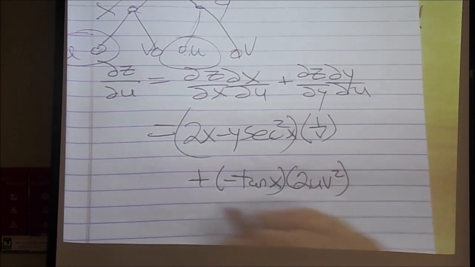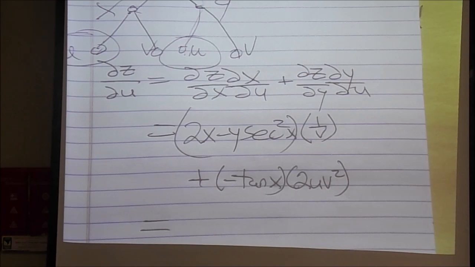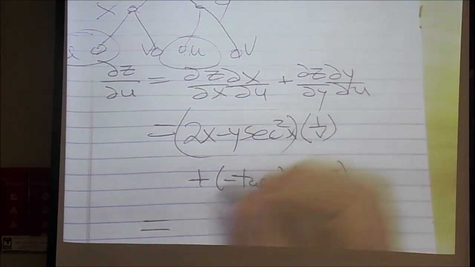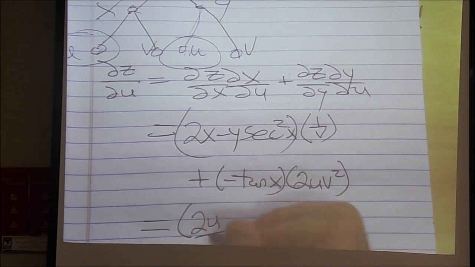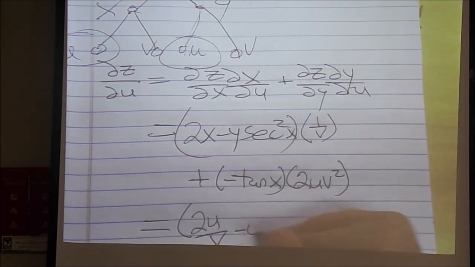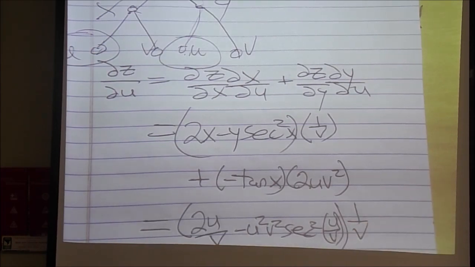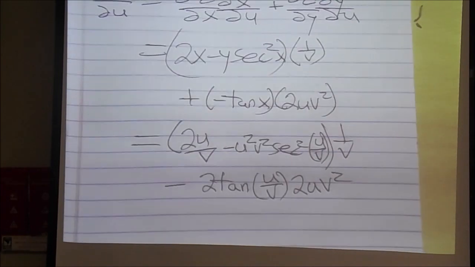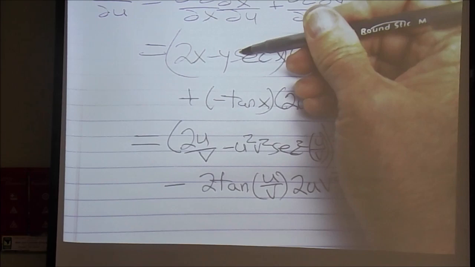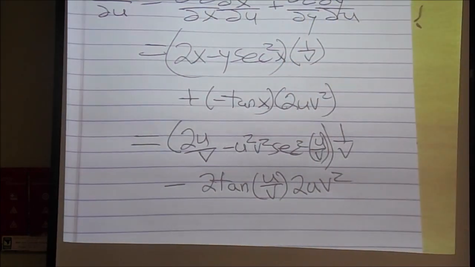Now this one I can simplify a little better, so let's try that. I need to put x back in terms of u over v, so this is twice u over v, minus y, which is u squared v squared, and that multiplies secant squared u over v, all times 1 over v, and then minus 2 tangent x, where x is u over v, times 2 u v squared. So copying it down, sorry, I wrote that off the bottom. So I just put in what x and y are. X is u over v, y is u squared v squared. And now let's see if we can simplify this.